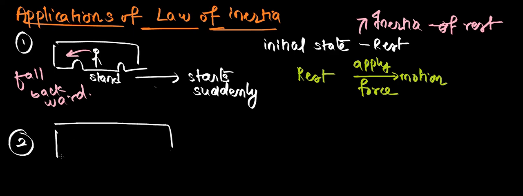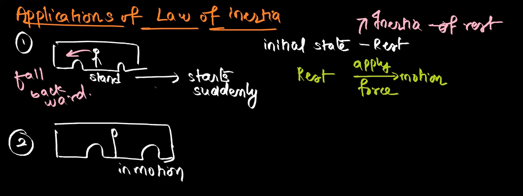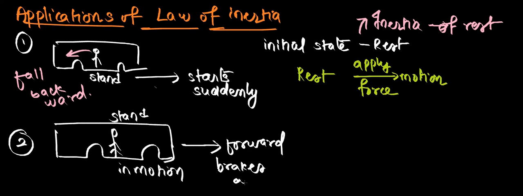Now you consider the same bus. The bus is already in motion and you are standing. The bus is already moving in the forward direction. Now we consider that suddenly brakes are applied, and we fall forward. Now what is the starting state of yourself? The bus is already in motion. So your initial state is motion.